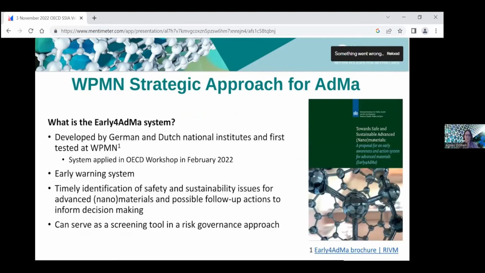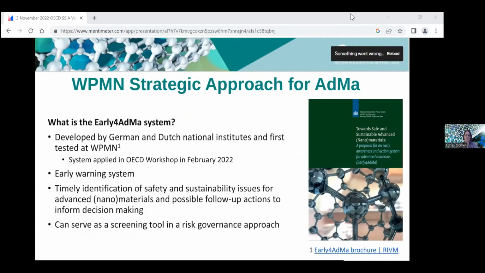So what is this early warning system? It was developed last year by both German and Dutch national institutes and first tested in an OECD workshop last February, really with hands-on experience with a case, MXenes, a two-dimensional material, to get a bit of a feeling for this system. It really is an early warning system.